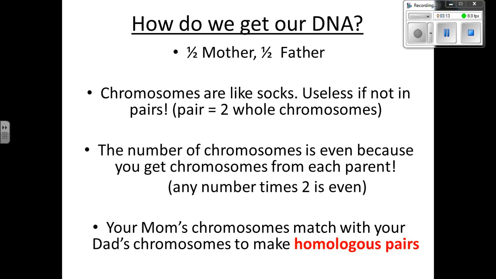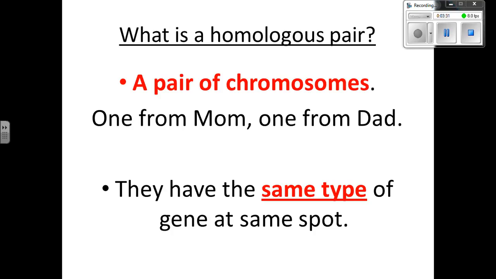Your mom's chromosomes match with your dad's chromosomes, and together, when you put them all together, they're called homologous pairs. Homologous meaning that they're similar in size, shape, and types of genes that we're looking at for that area. So homologous pairs are a pair of chromosomes, one from mom, one from dad, with the same type of gene at the same spot. If we have the gene for hair color, it is going to be in the same exact spot on your mom's chromosome as on your dad's chromosome.